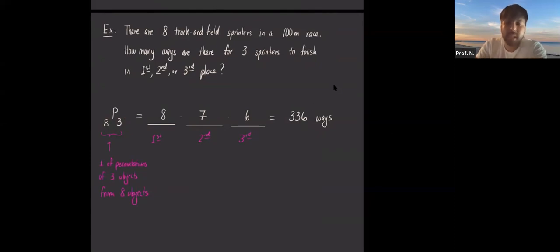It doesn't matter what you're speaking of. It doesn't matter if you're talking about sprinters. It doesn't matter if you're talking about cars, markers, courses, schools. It doesn't matter what you choose for the object. If you have 8 objects and you want to choose 3 of them to permute, how many ways is that? That's 336 ways.